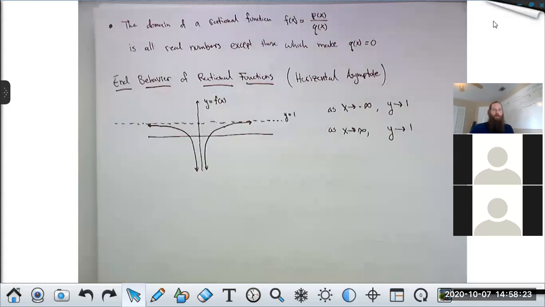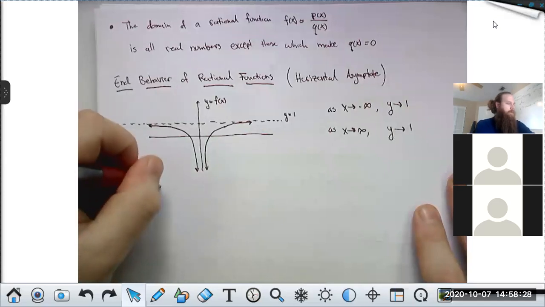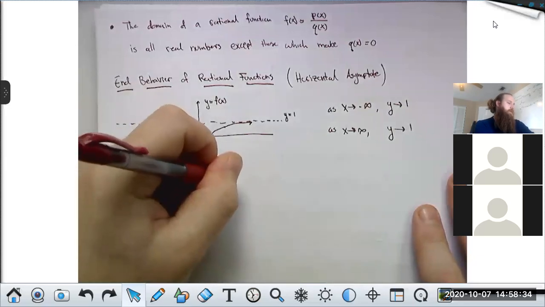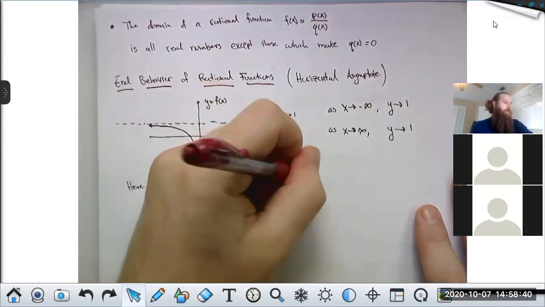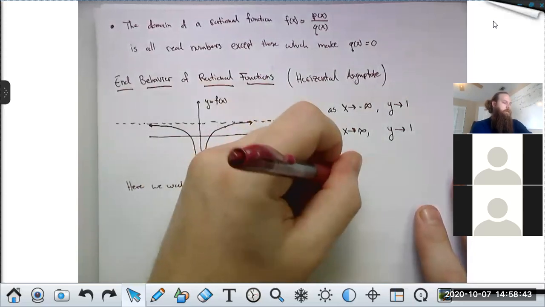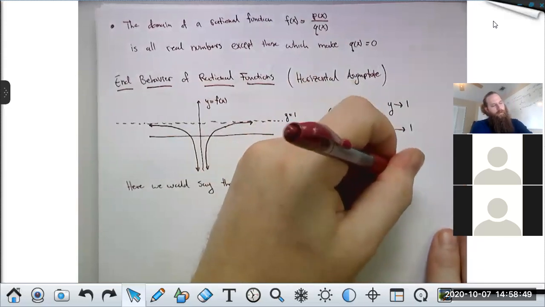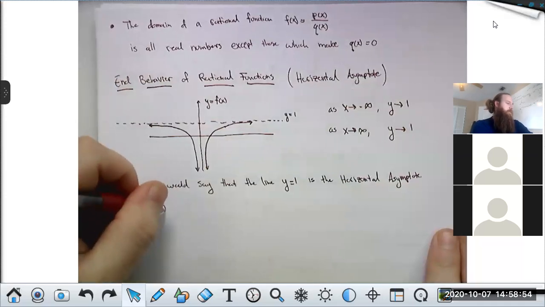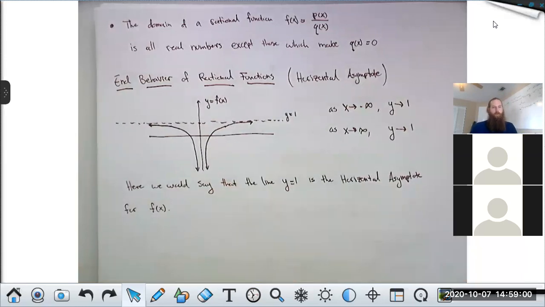This is what we mean by horizontal asymptote. Here we would say that the line y equals 1 is the horizontal asymptote for f of x, because the graph gets closer and closer to that line as you go further and further away from x equals 0.